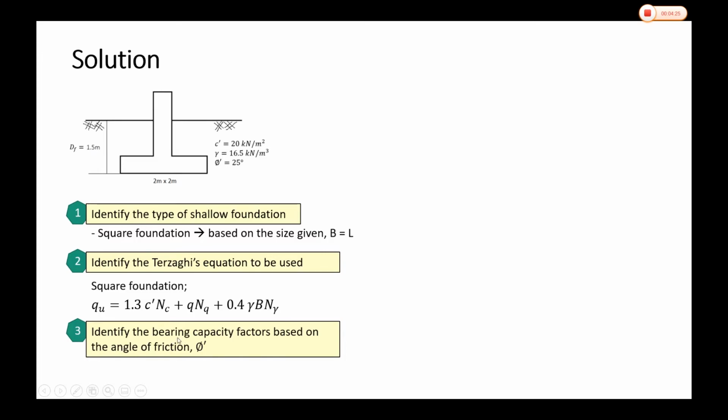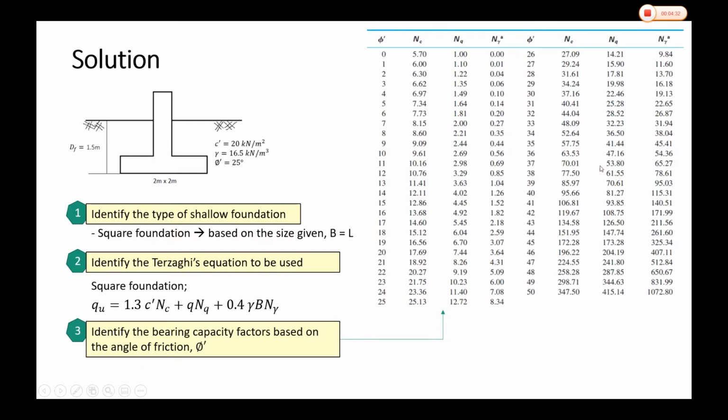Then we need to identify the bearing capacity factors based on the angle of friction. So now we need to refer to this table of the Terzaghi's bearing capacity factors based on the angle of friction given, 25 degrees. So this is the row for the angle of friction of 25 degrees. Now we can have all the bearing capacity factors for N c, N q, and N gamma.